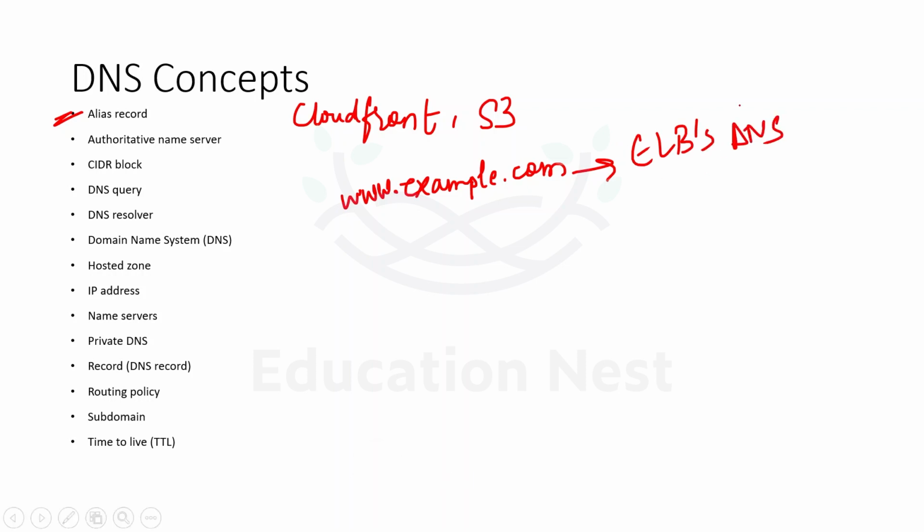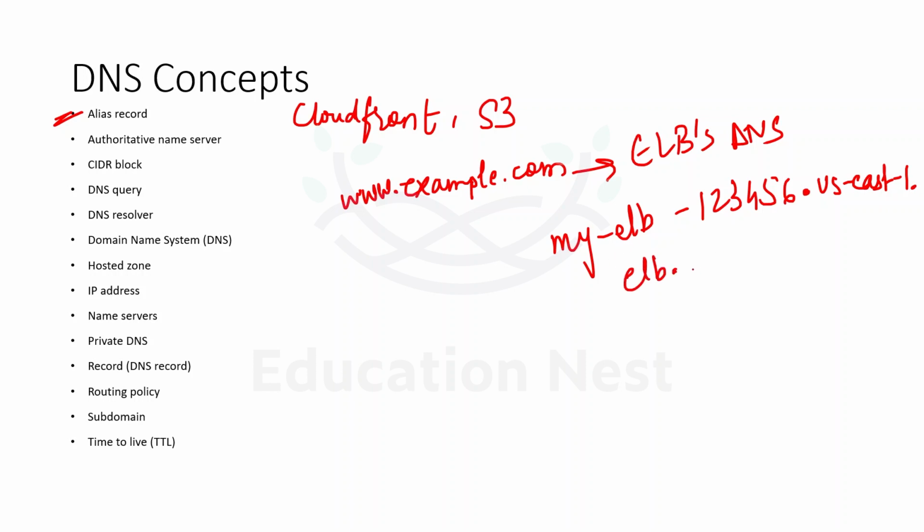So we have the DNS of the ELB, right? How does it look? Suppose you have created an ELB named my ELB. It would look something like this: my ELB with some random ID associated with it, then the region in which you have created it, for example us-east-1, then .elb.amazonaws.com. So this is the DNS of the ELB.